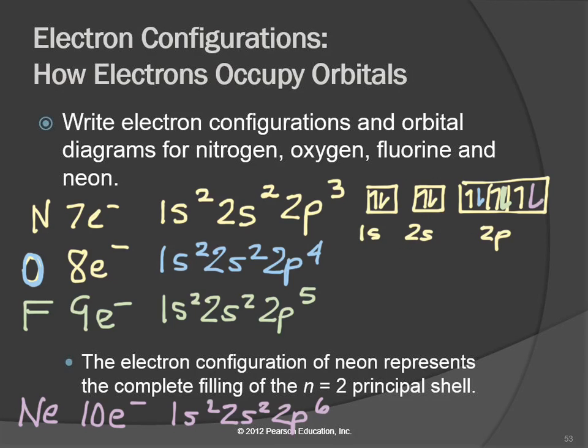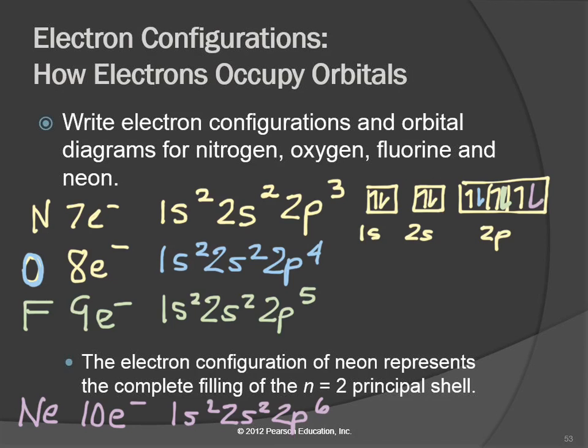Neon is special because it completely fills the highest floor in a hotel that has any electrons in it. The first one's full, the second one is completely full. Fluorine, it wasn't quite full. There was still room for 1 more. Nitrogen wasn't completely full, but neon is special because it completely fills up everything.